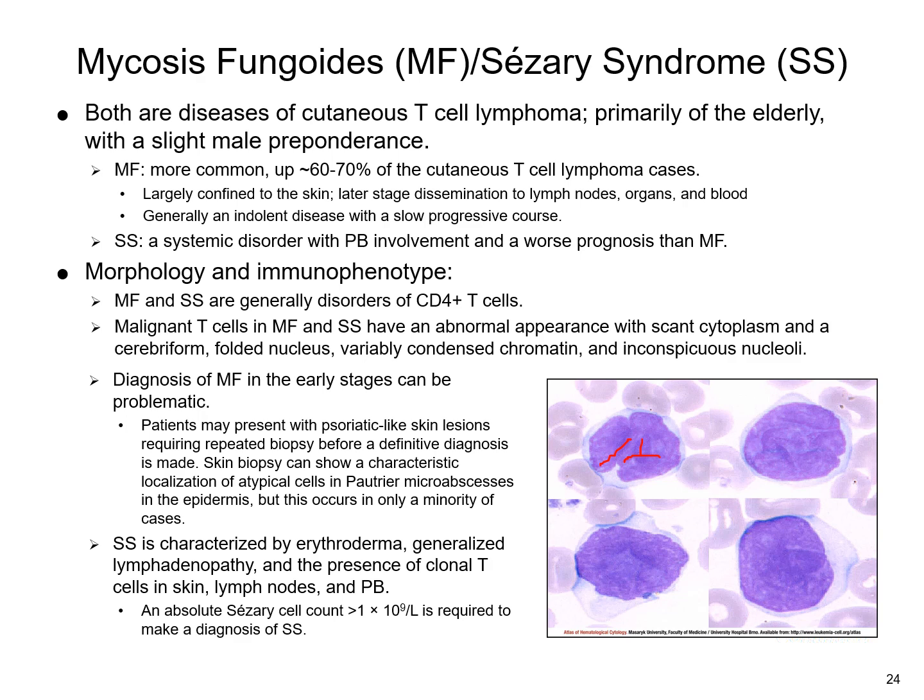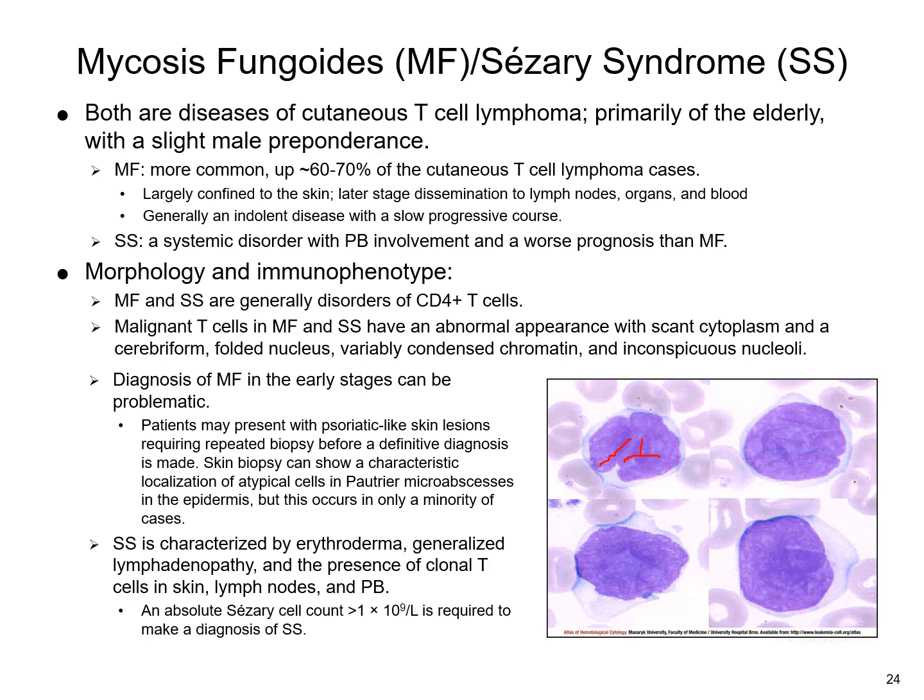Now, to make a diagnosis for mycosis fungoides in the early stages can be very problematic. These patients will actually present with a psoriatic-like skin lesion that requires biopsies in order to make a definitive diagnosis. And with this biopsy, they're basically just looking for a characteristic presentation of those cells.